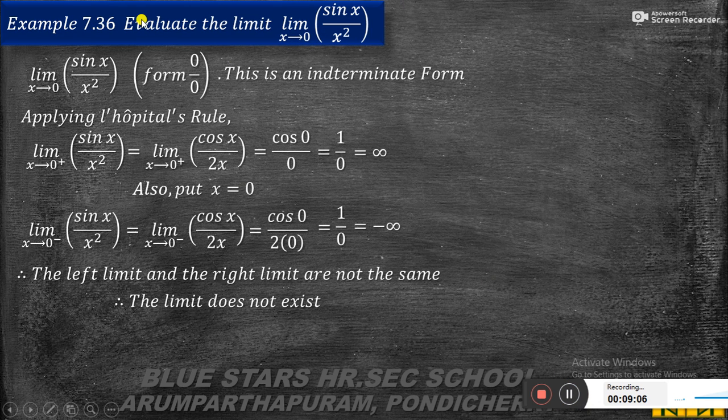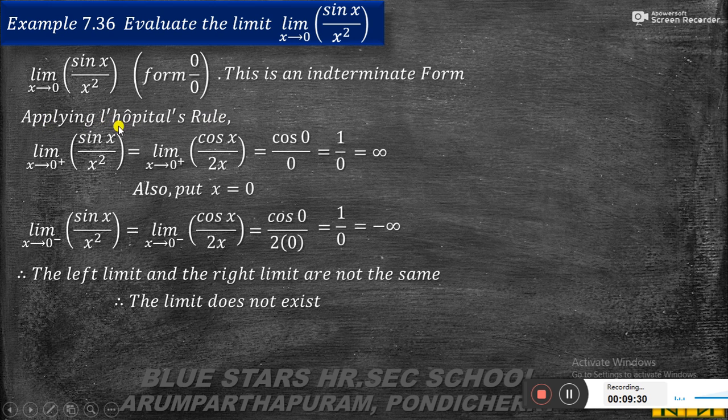Example 7.36: evaluate the limit x tends to 0 of sin x by x square. Now I write the function: limit x tends to 0 of sin x by x square. So I apply x equal to 0: sin 0 is 0, so 0 by 0. 0 by 0 is the indeterminate form. So after the indeterminate form, we apply the L'Hopital rule.